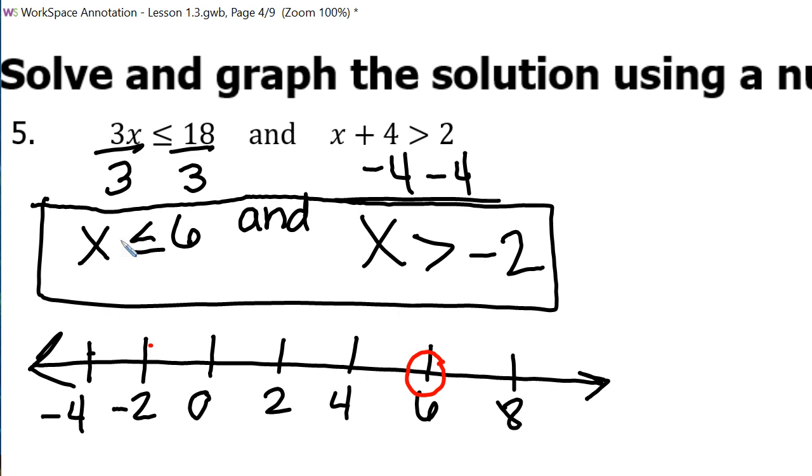Now if you look at the symbol beside the 6, should the 6 be open or closed? If it's equal to, we need to close it in. And look at the symbol by the -2. Should the -2 be open or closed? Open, because it's not equal to. And if you see the word "and," do you shade inside or outside? Inside. So between the -2 and 6, shade all of that this way.